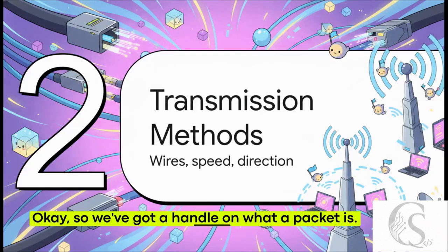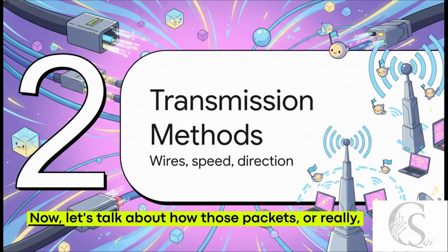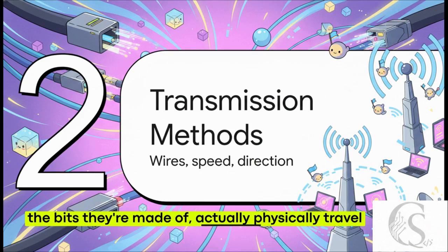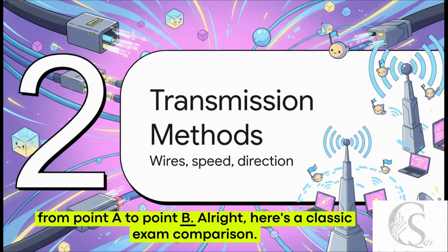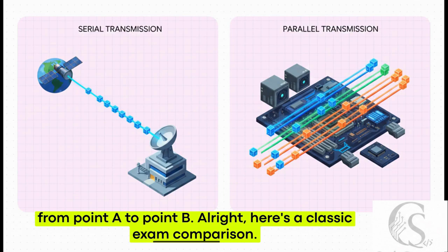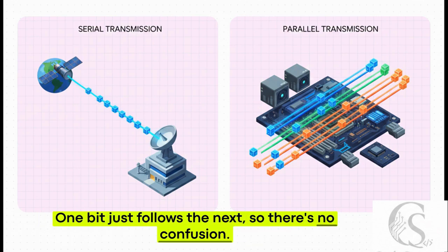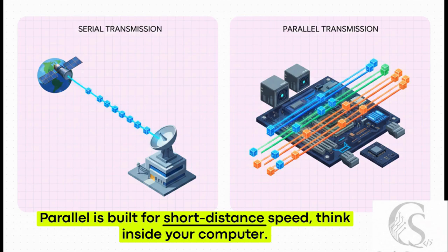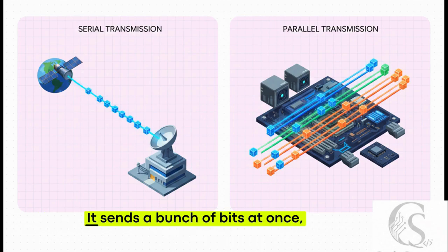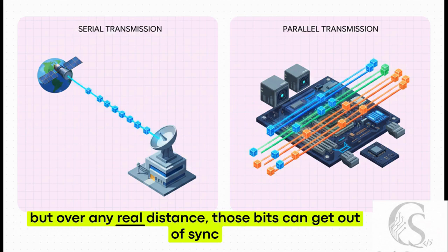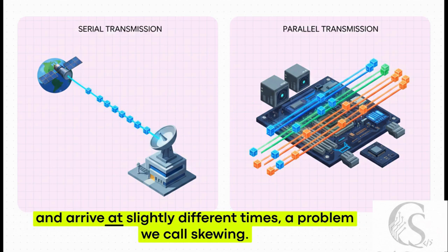Okay, so we've got a handle on what a packet is. Now, let's talk about how those packets, or really the bits they're made of, actually physically travel from point A to point B. All right, here's a classic exam comparison. The key takeaway is this. Serial transmission is all about long-distance reliability, like for your network cables. One bit just follows the next, so there's no confusion. Parallel is built for short-distance speed, think inside your computer. It sends a bunch of bits at once, but over any real distance, those bits can get out of sync and arrive at slightly different times, a problem we call skewing.